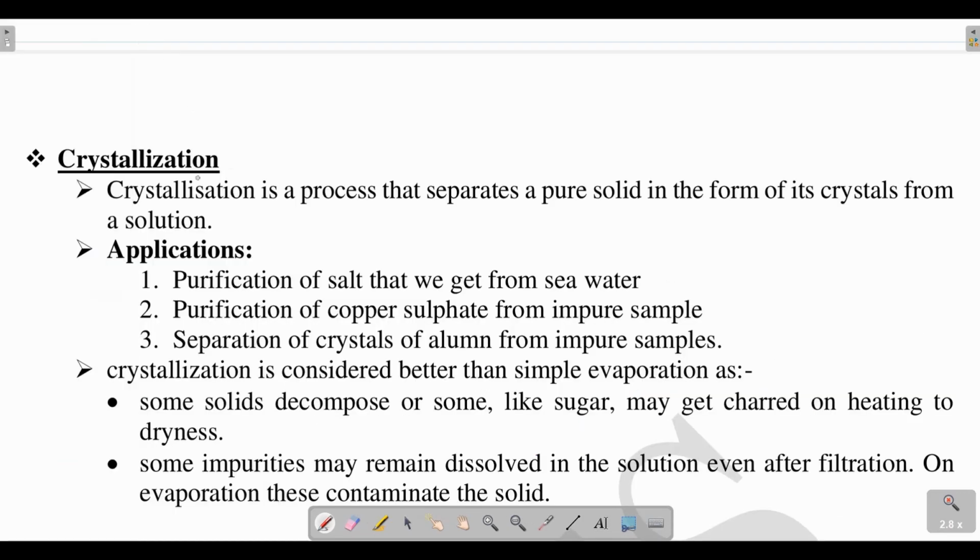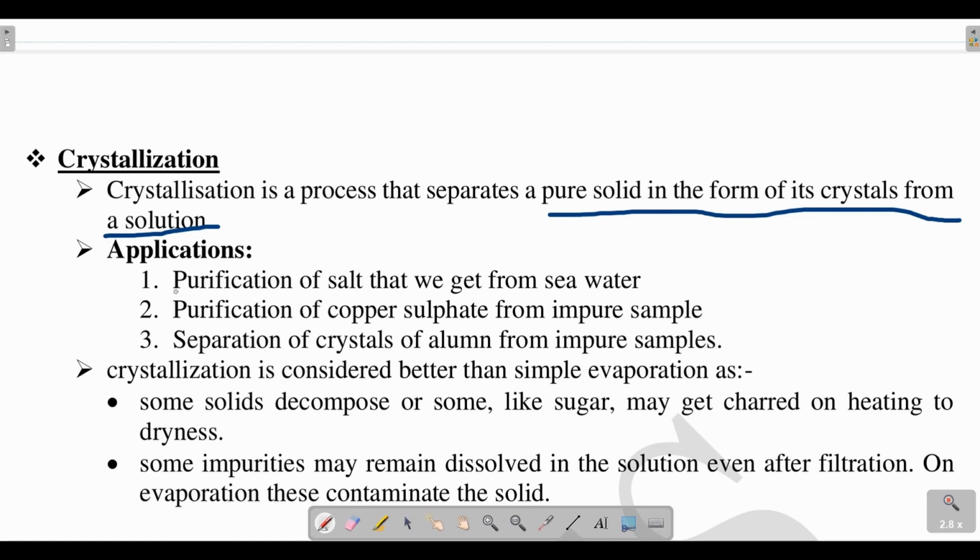Next separation technique is crystallization. Crystallization is the process of separating a pure solid, in the form of its crystals, from a solution. So see here, if the solution contains some impurities, then we can purify that solution. We can get the pure solid from that solution by the process of crystallization. Some crystallizations take place very slowly, and some take place in a normal way.